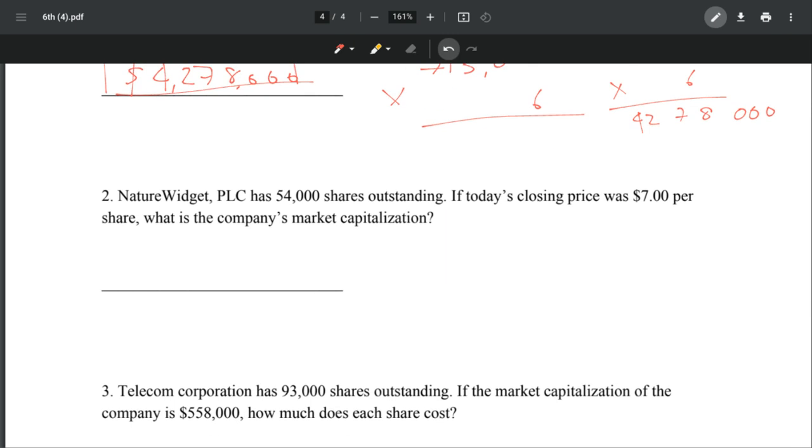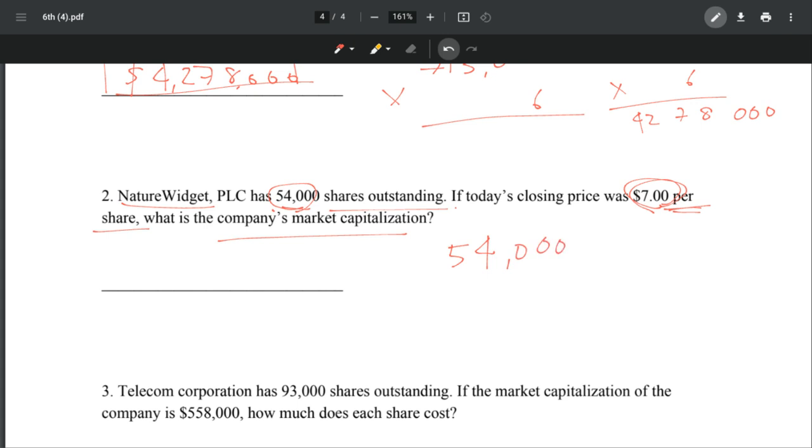So let's try number 2 together. Nature Widget has 54,000 shares outstanding. And if today's closing price was $7 per share, right? What's the company's market capitalization? So it's $7 per share. And how many do we have? We have 54,000. And so to find out the company's market capitalization, again, what we're doing is multiplying.